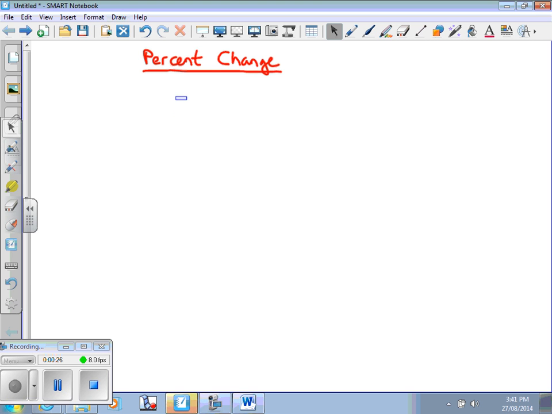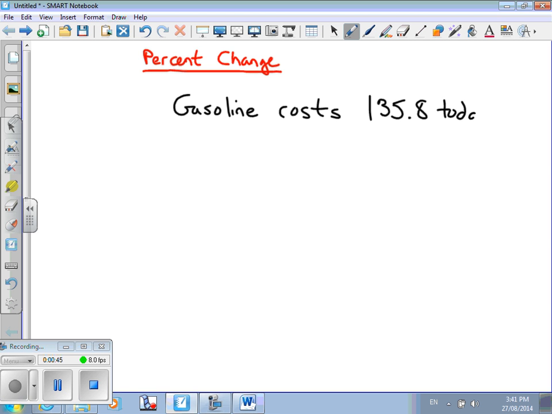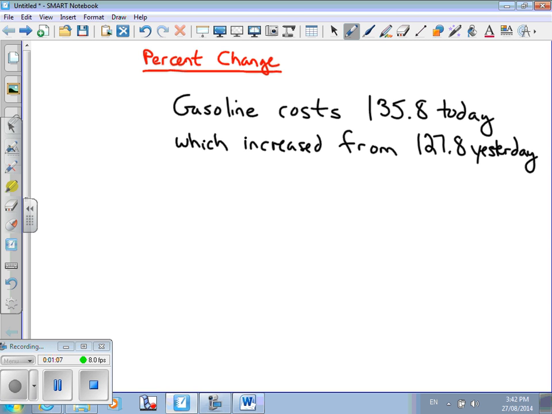If we say that gasoline costs $1.35.8 today, which increased from $1.27.8 yesterday, you might be asked, what is the percent increase?